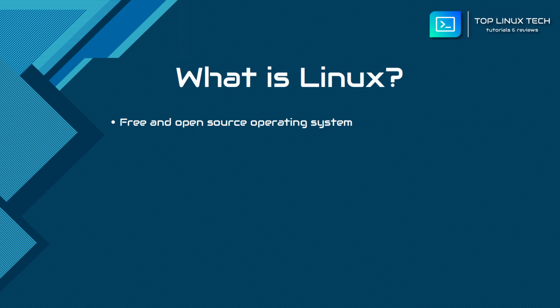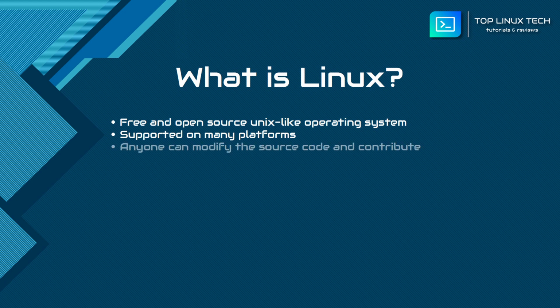So, in a nutshell, what is Linux? GNU/Linux is a free and open source Unix-like operating system available for a wide range of computing devices. Unlike other operating systems that are proprietary and have the source code locked, the advantage of Linux is that anyone can modify and improve its source code at will.